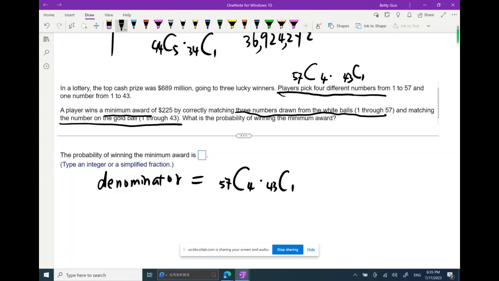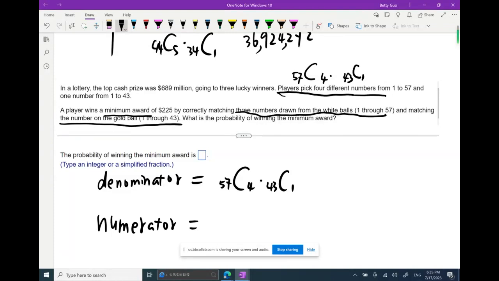That's the first step. Second step, you pick 1 number from 43 different numbers. That's the second step. So that's the denominator. What about the numerator? The numerator takes a little time. It takes your complete and accurate understanding about the minimum award.